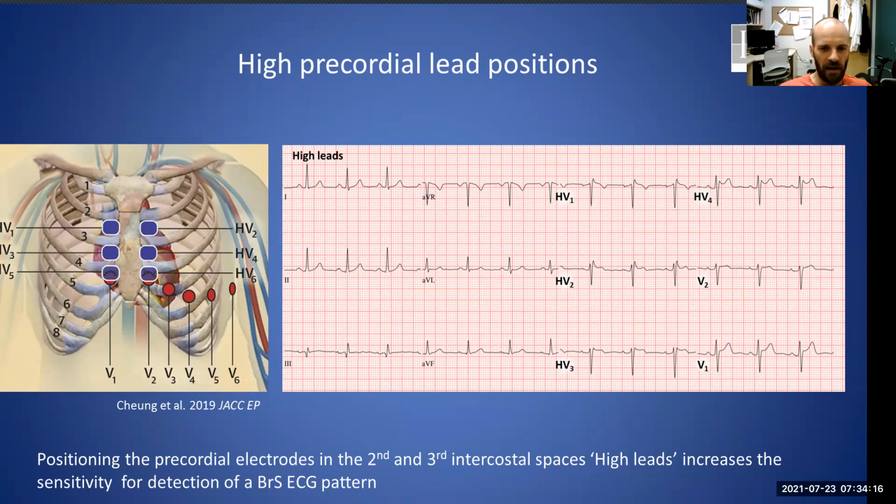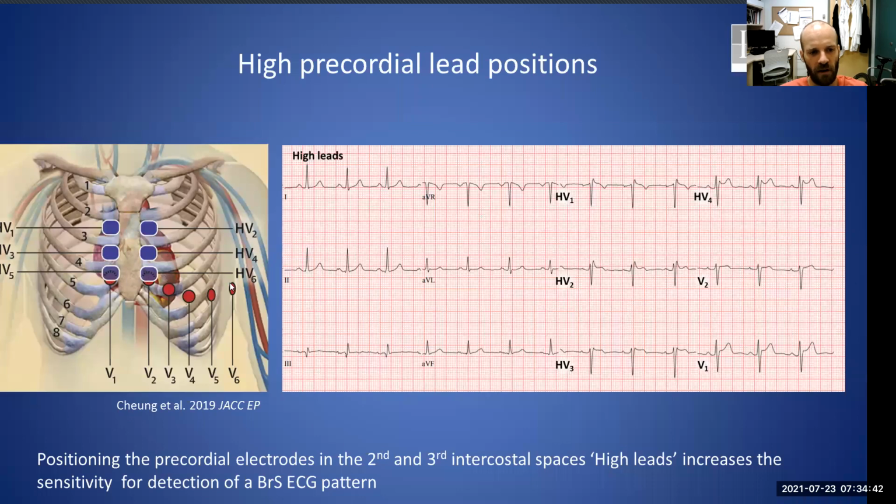So we normally do our ECGs in the standard positions every time, with our electrodes on the chest, with our electrodes on the limbs and our electrodes on the chest. But with Brugada syndrome, sometimes we put our ECG electrodes in different positions. We call these high precordial lead positions.